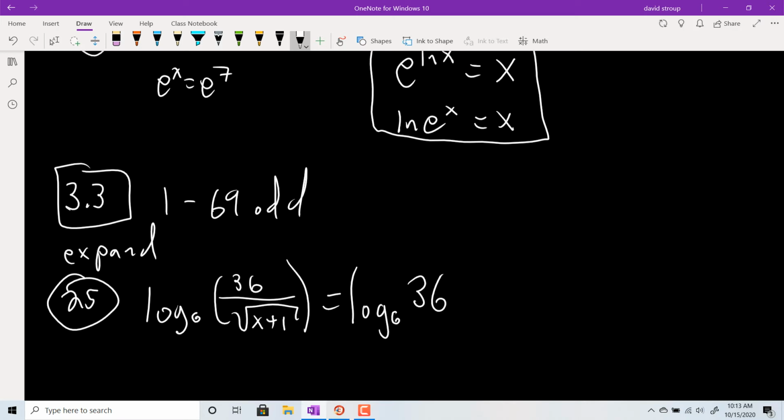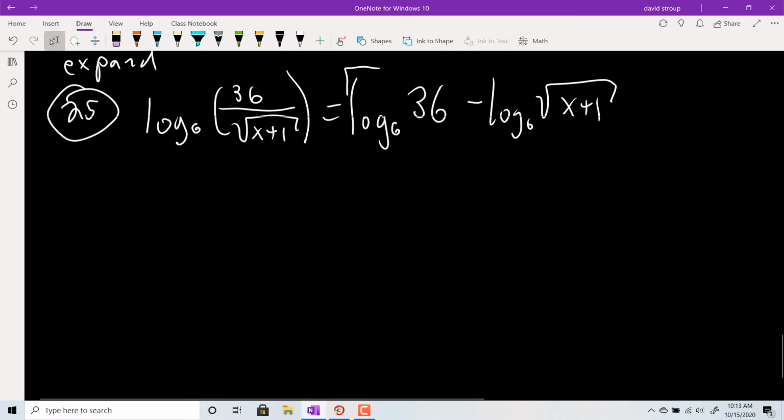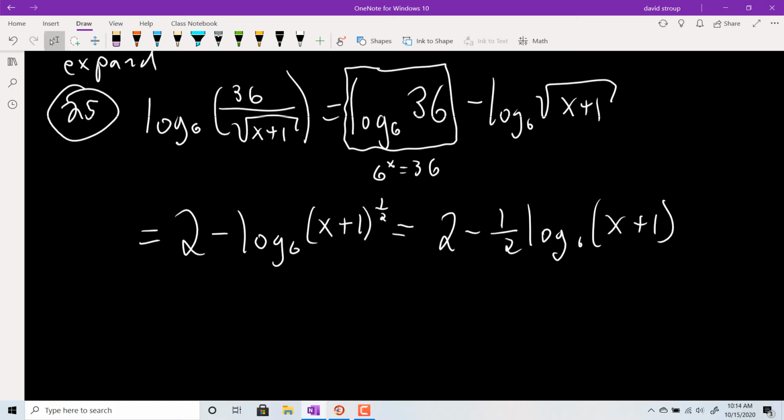So the quotient is the difference of logs. Make sure you simplify any logs that you can. So this guy you can simplify, right? It's asking 6 to what power equals 36, and that would just equal 2. The other log isn't done either. They want you to get rid of any exponents inside the log. So here it's really an exponent of 1/2. So you could take the 1/2 and put it in front using the power rule of logarithms. Okay. And then that would be done.